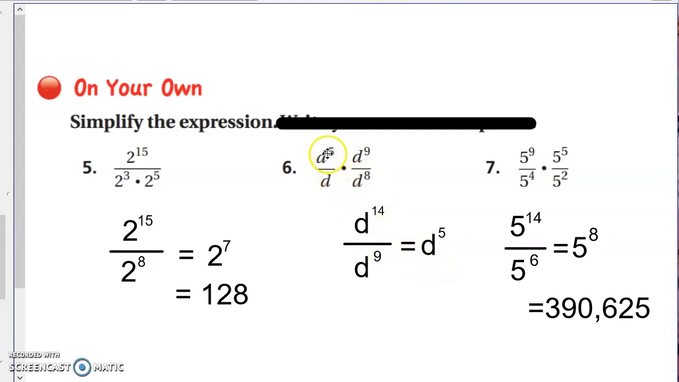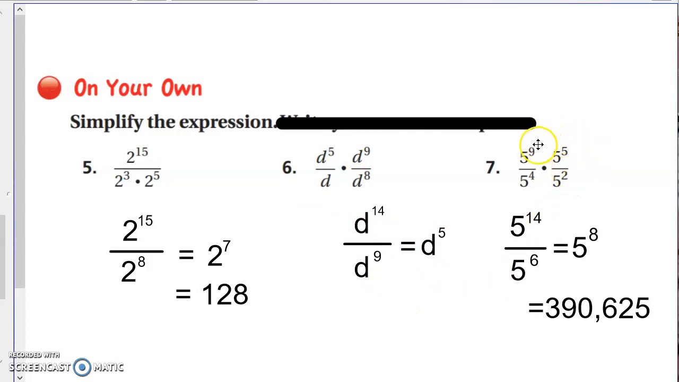Now some students will ask me, well, what if I divide these first and then simplify? Will I still get the same answer? And the answer is yes. 5 minus 1 would give you d to the 4th. 9 minus 8 would leave you with d to the 1st. So then you would add d to the 4th plus d to the 1st, and that would still give you d to the 5th. It's kind of whatever you want to do. I usually just combine them this way and then divide last.